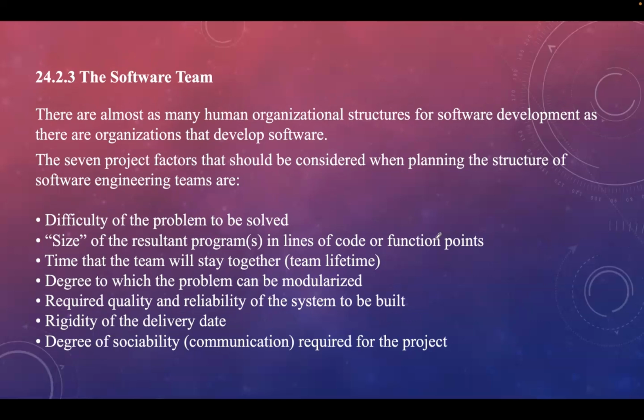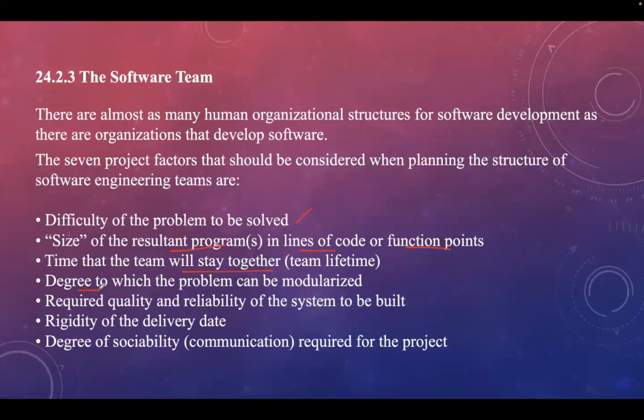There are many organizational structures for software development, right? If you take the seven project factors, the first one is the difficulty of the problem to be solved. First, we need to identify how difficult the problem is, and then find out the size of the resultant program. You can find the size of the program using either function points or total lines of code. Then the time that the team will stay together, the team lifetime, and degree.